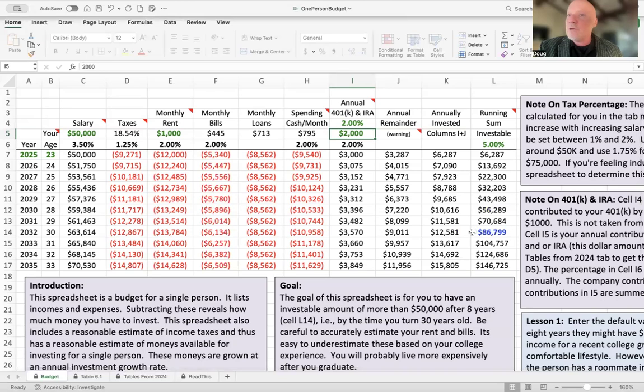Wow, we went from $51,000 invested to $87,000. So that's about a $35,000 improvement. You can really be grateful to your parents for helping you out in that case.